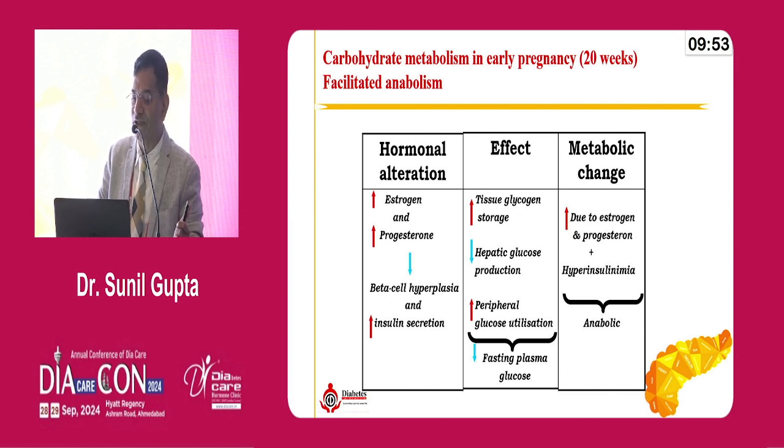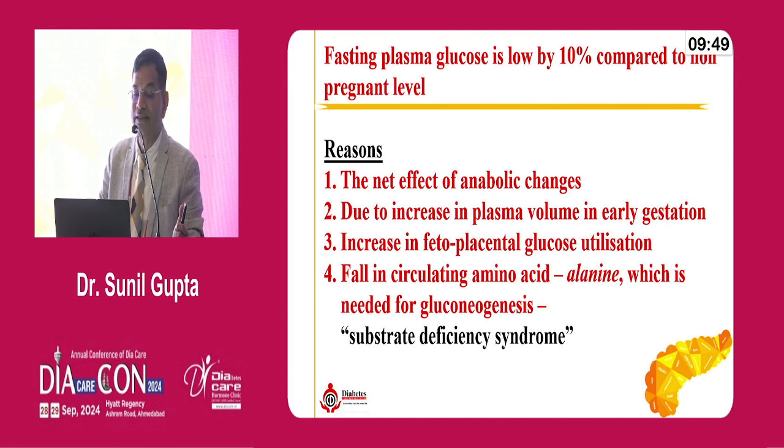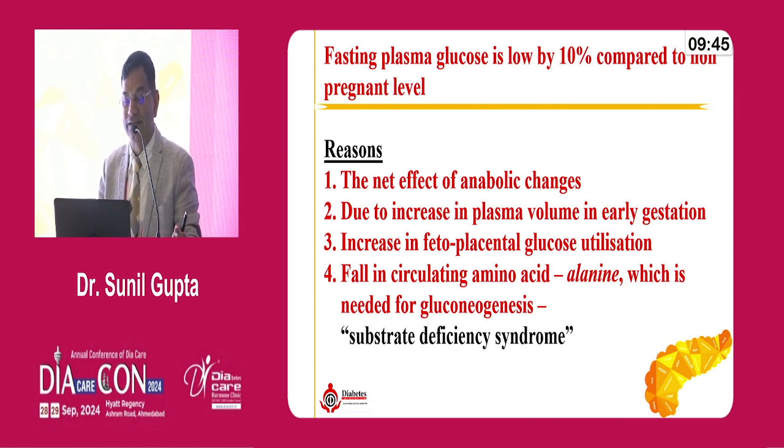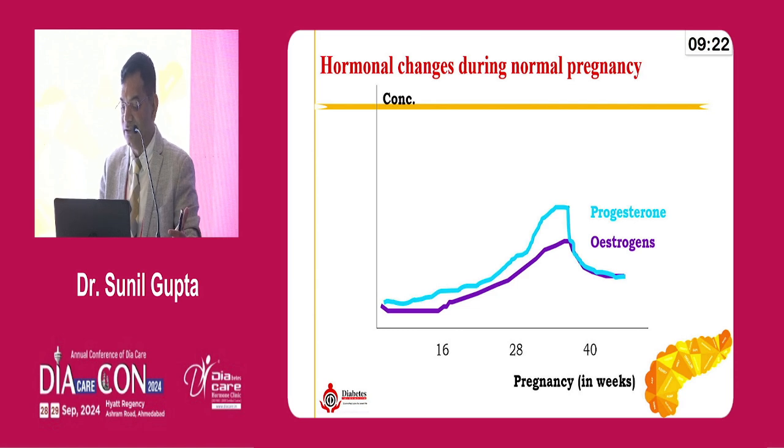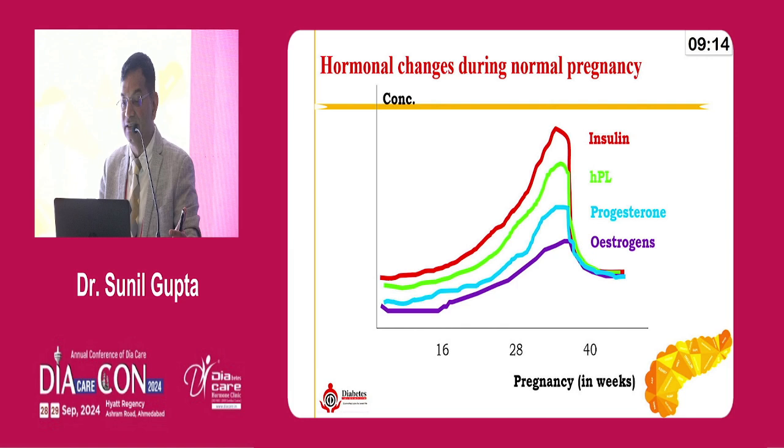And due to this you have hyperinsulinemia, and it's an anabolic phase. The net effect is 10% lower fasting glucose in this pregnant state due to increased plasma volume, increased fetal placental glucose utilization, and also a fall in circulating amino acids. You don't have enough glucose, so alanine is being utilized for gluconeogenesis, and this is called substrate deficiency syndrome. So hormonal concentrations during normal pregnancy, from almost 24 weeks onwards, you have an increase in hormones like estrogen, progesterone, and most important human placental lactogen, which is almost at its peak after 24 to 28 weeks. And then subsequently, because of this counter-regulation, you have an increase in insulin levels, hyperinsulinemia, which is again at its peak after 24 to 28 weeks. And that is why classically GDM is said to come after 24 weeks of pregnancy.